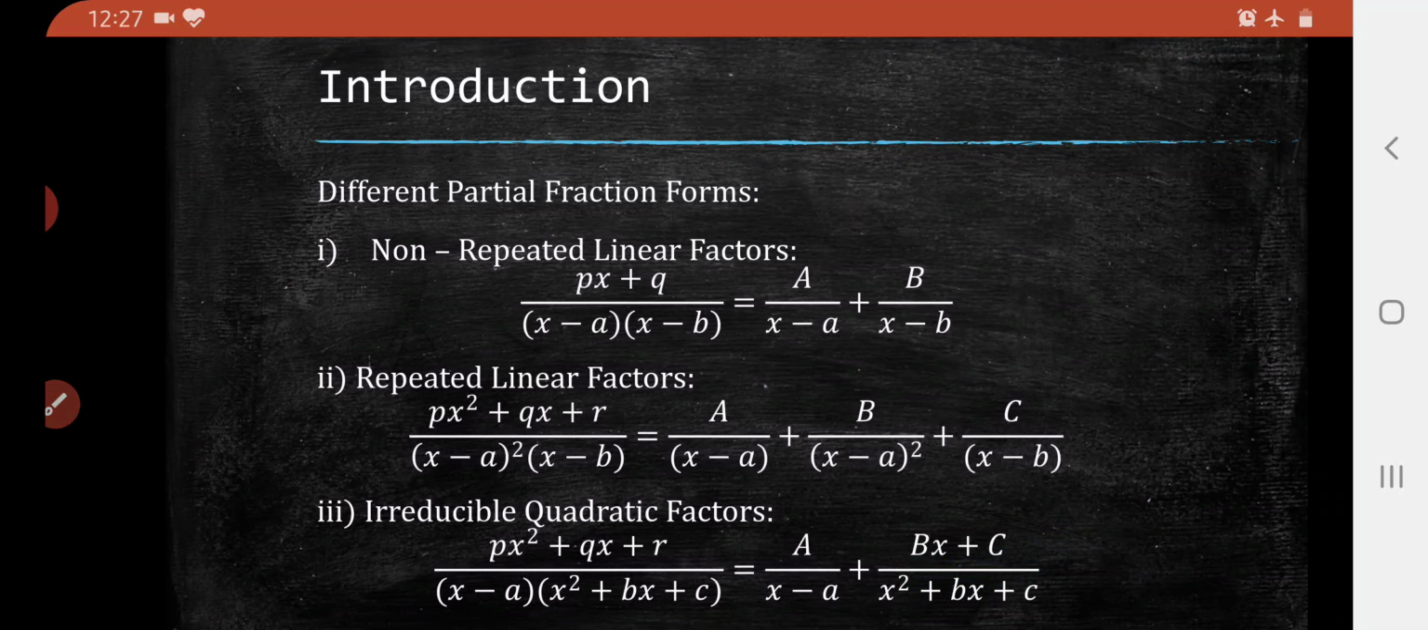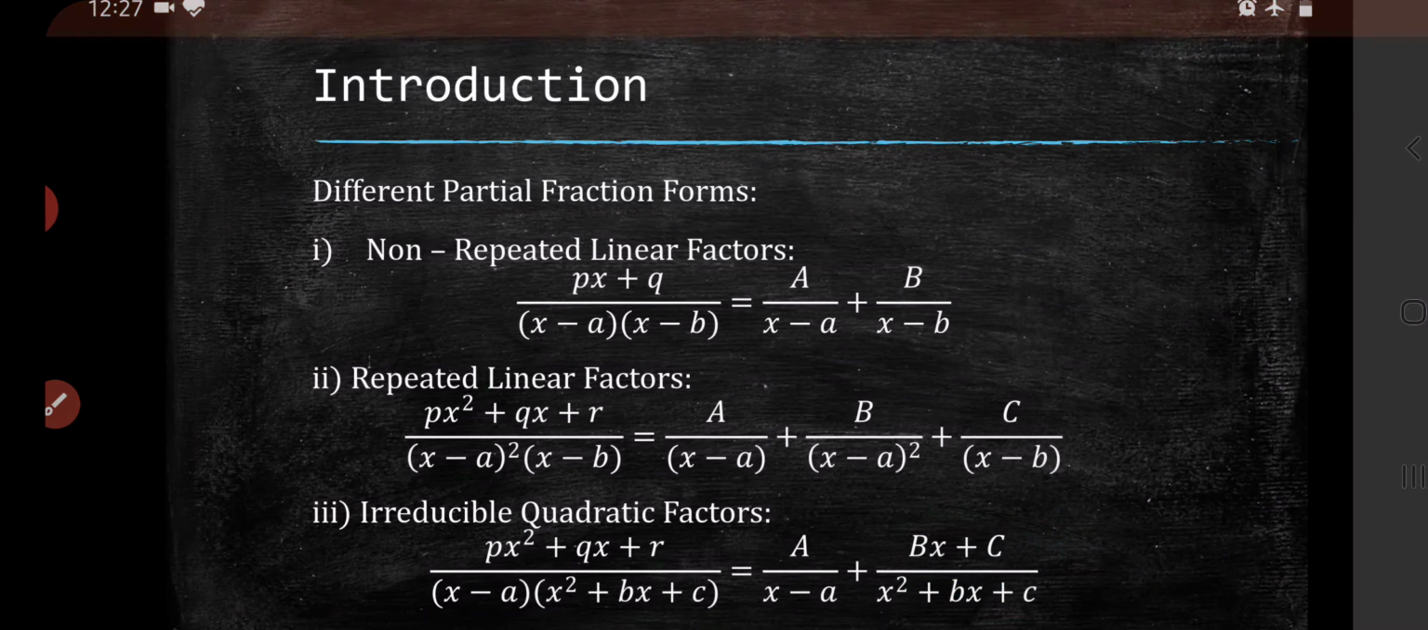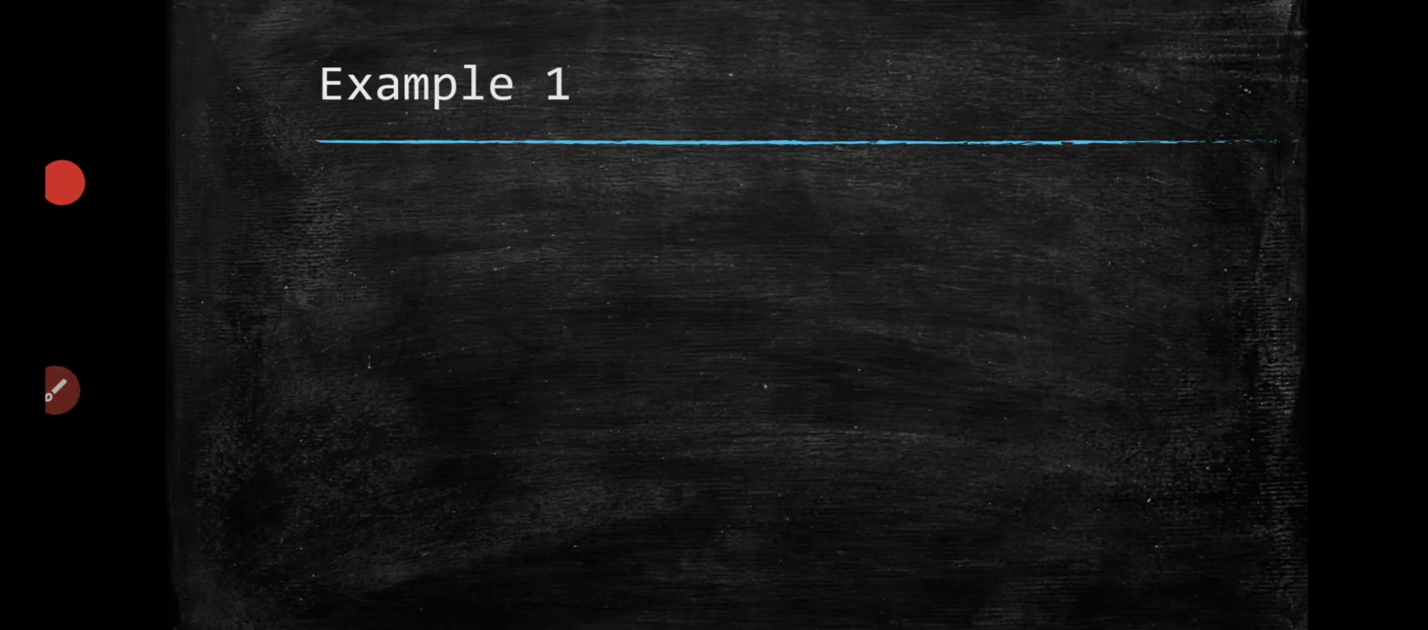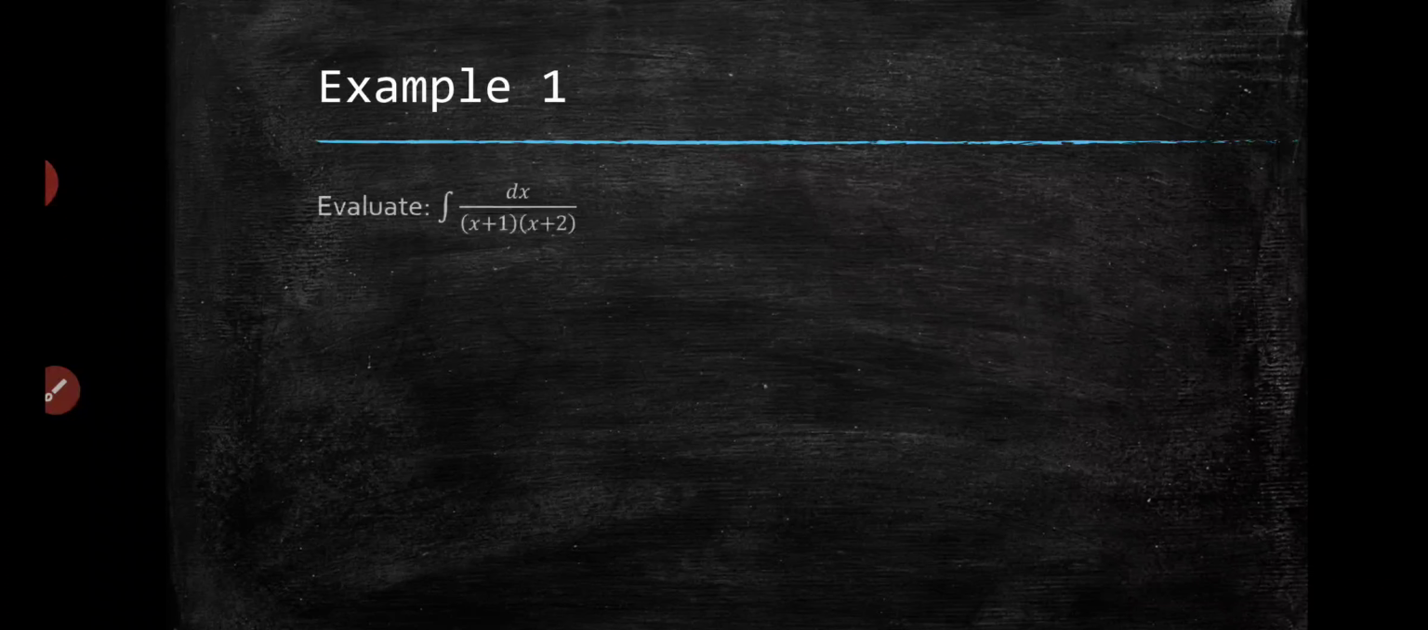So we have to keep in mind how to work with partial fraction, and let us now move to the problems. First one, simple problem: integration dx by x plus 1 into x plus 2. So here I have taken the first example where it is non-repeated linear factors. Non-repeated linear factors will be the easiest one to solve. So we will start with 1 by x plus 1 into x plus 2, and that we can write as a by x plus 1 plus b by x plus 2.